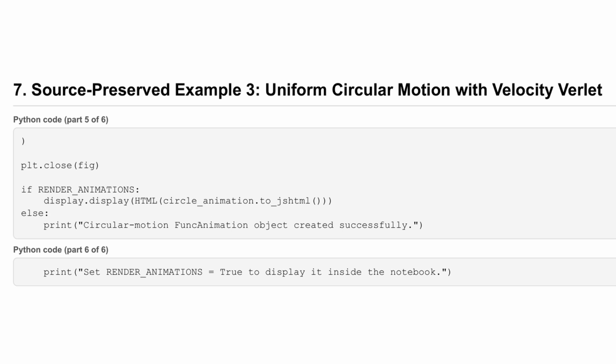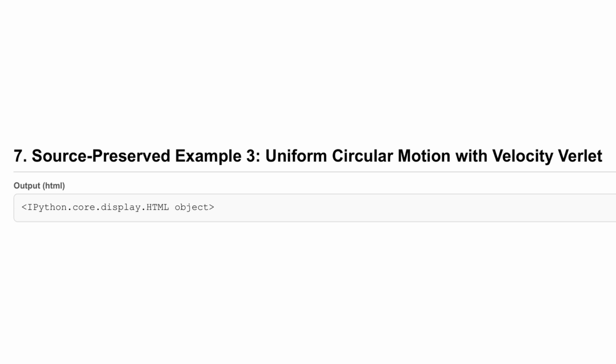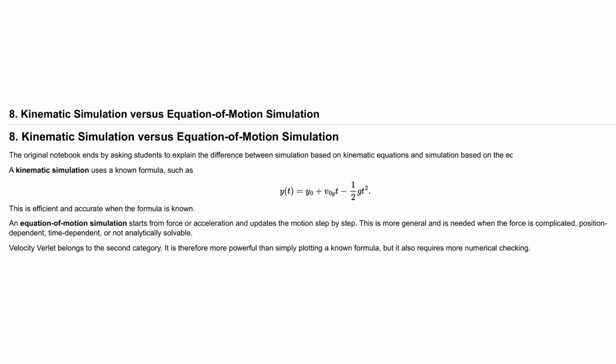A critical diagnostic is the convergence test. We stated earlier that the global error scales as dt squared. We can verify this empirically by running the simulation with progressively smaller time steps and analyzing how the error decreases. This code defines a function to run the circular motion simulation for different time steps, calculating and storing the maximum error in the radius for each run. The output confirms our convergence test function is defined and ready to execute.